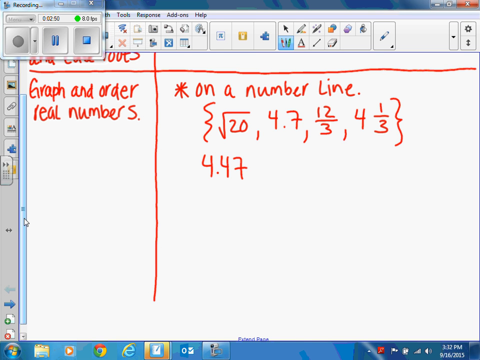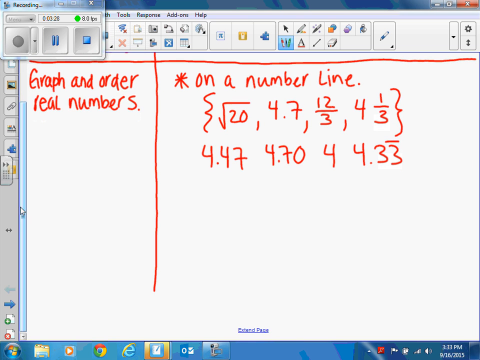Next is already in decimal form. We have 4.7. I am going to add a 0, though, just so those numbers look the same. If I have rounded to the 100th on one, I want to round to the 100th on the other. And then 12 divided by 3, or 12/3, is going to be 4. And then 4 and 1/3 actually is 4.33, and that 3 repeats. Okay? So now that we have the numbers, we're going to order them from least to greatest.